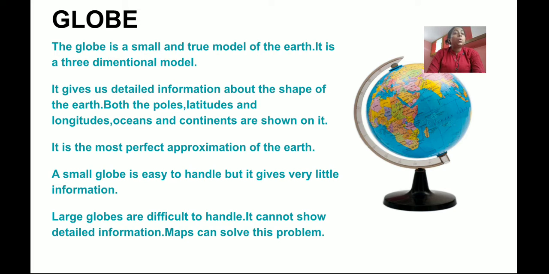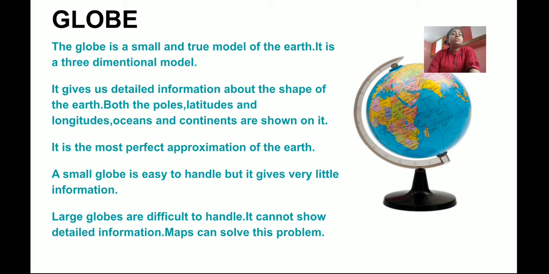You can easily see that this globe is just like the planet earth. So it is the true and small model of the earth. Both the poles, the North Pole and South Pole, are shown. Latitude is the imaginary horizontal line drawn all over the globe, and longitude is the imaginary line drawn vertically over the globe, and continents are shown on it. It is the most perfect approximation of the earth.